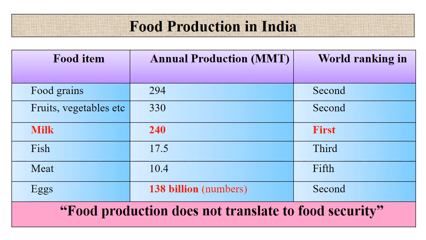And finally comes the eggs. The eggs, again, we are very good. We are in second ranking in the world, which is around 138 billion in numbers. So this is quite sufficient for our requirement. So we need to understand here that food production alone does not ensure food security. It should be easily available, accessible and affordable, as we have discussed. A section of society may be comfortably able to buy, afford or access, whereas another section may not be. So that is not enough for food security.